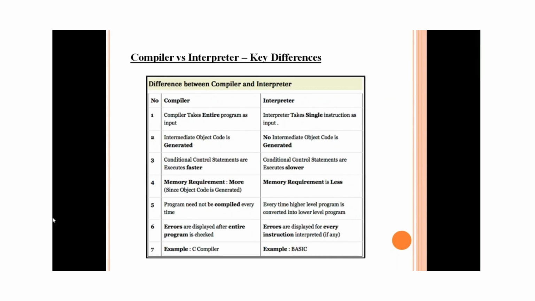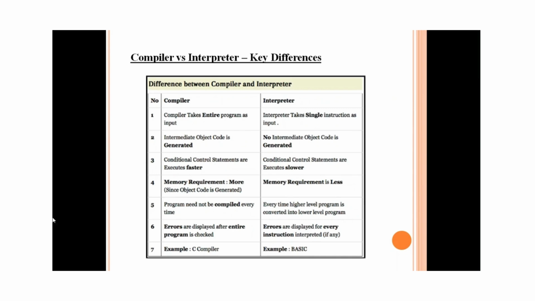First of all, the compiler. The compiler takes the entire program as an input. We already discussed that the compiler takes the entire program as an input and converts everything into binary, whereas the interpreter takes a single instruction as an input. It considers line by line execution.